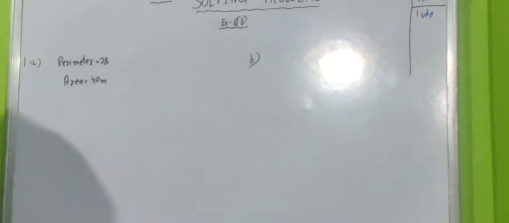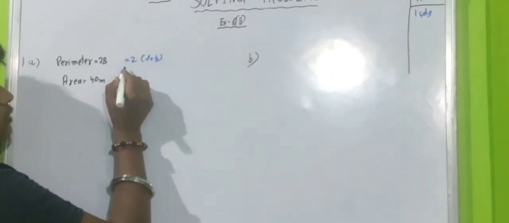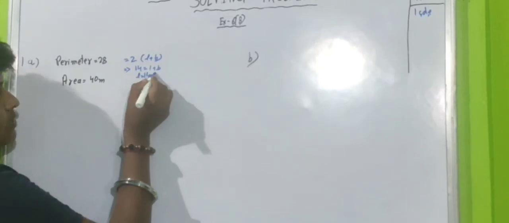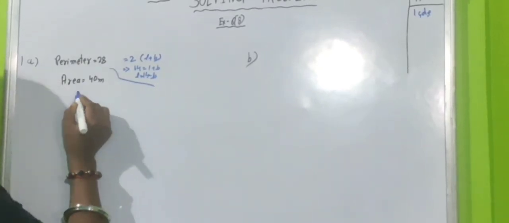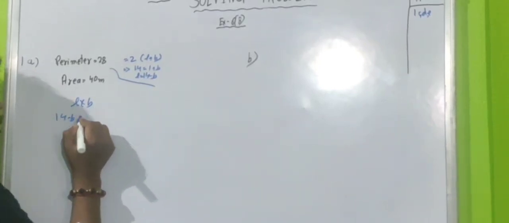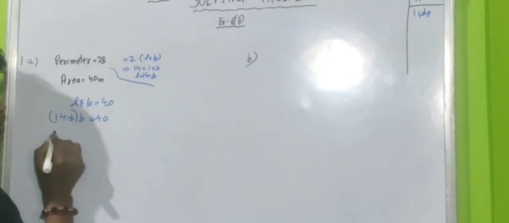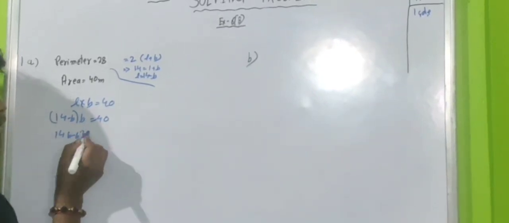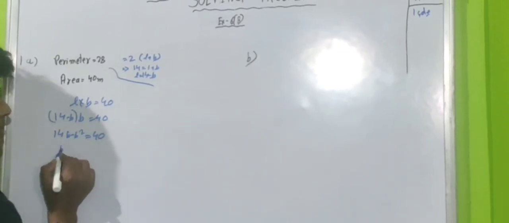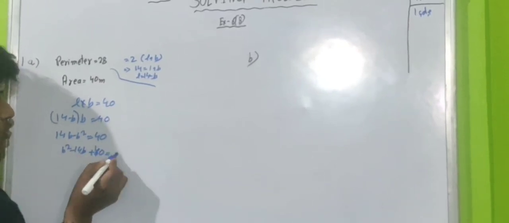During this question, part A, the perimeter is given as 28 and the formula is 2 into length plus breadth. So on solving this, you will get 14 is equal to length plus breadth, and L is equal to 14 minus B. And area formula is length into breadth. So length is 14 minus B into B is equal to 40. Now start solving. 14B minus B square is equal to 40. So we have B square minus 14B plus 40 equal to 0.